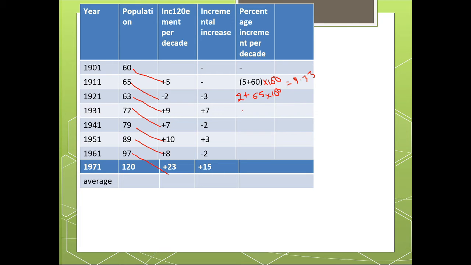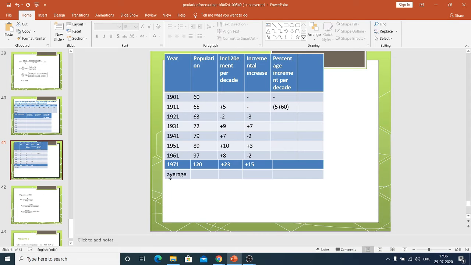Next, 9 divided by 63 into 100, in percentage. How much will you get? You should do all these things. Okay, like this you will get.